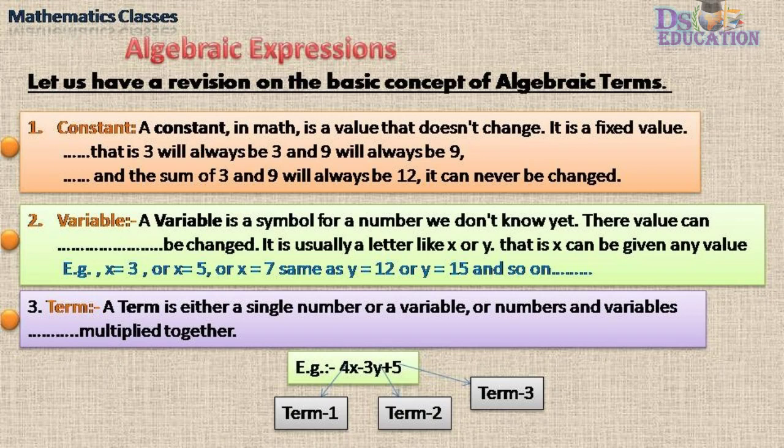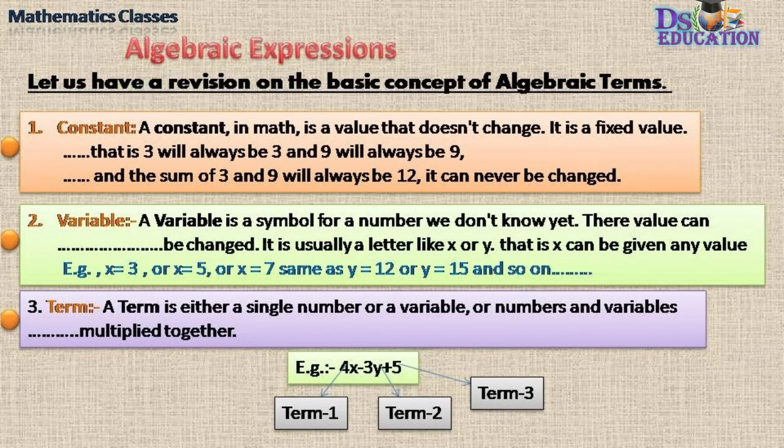The first point: what are constant terms? When we talk about algebraic expressions, the first thing that comes up is constant terms. A constant in maths is a value that doesn't change. It's a fixed value like 1, 2, 5, 6, any number whose value is specific, meaning you know the count of that number. Such numbers are classified as constant terms.